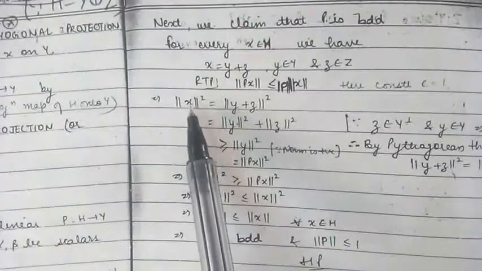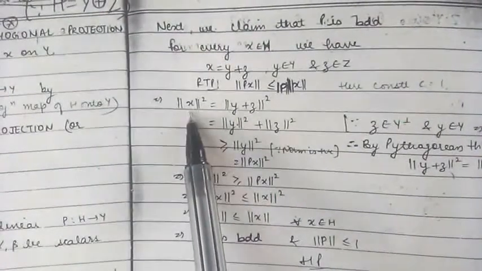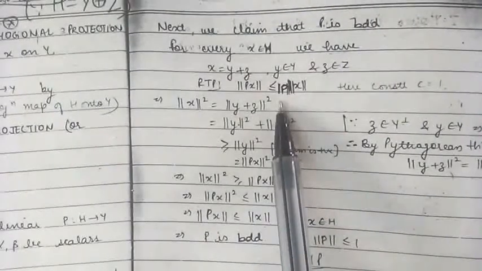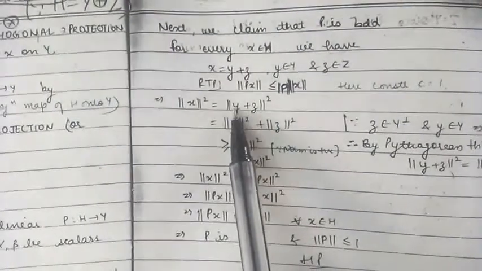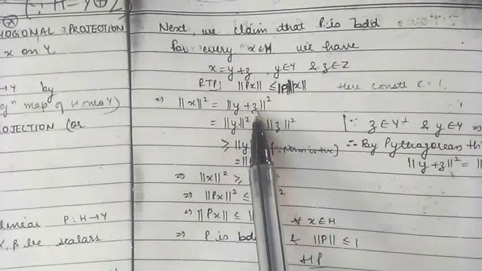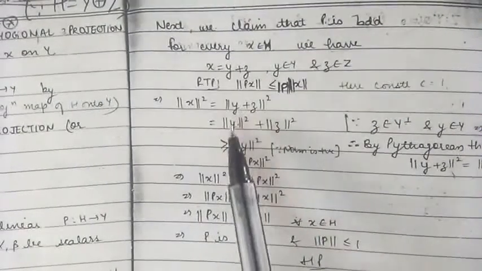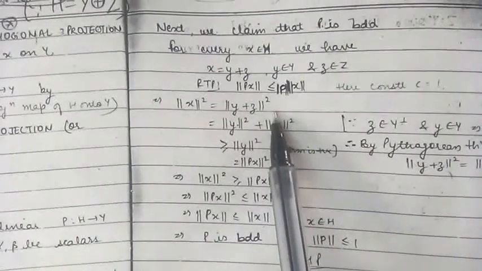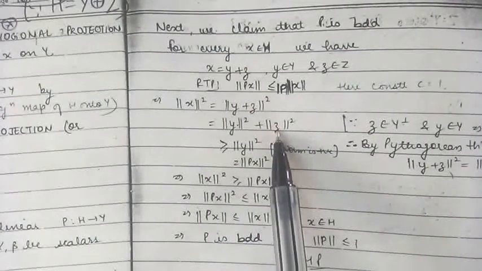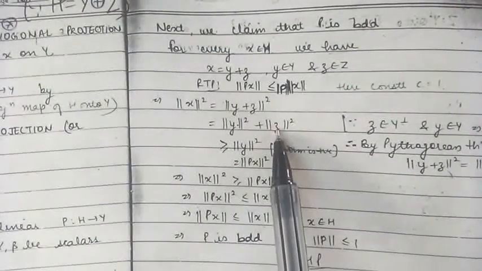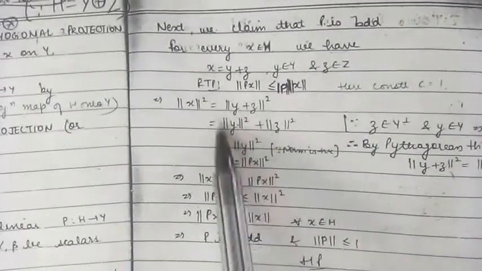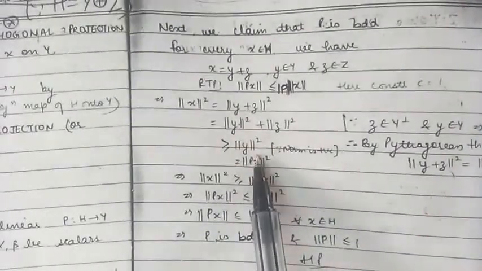Now let us consider the norm square of x. So ‖x‖² is equal to ‖y + z‖². Now because y belongs to the subspace Y and z belongs to Y complement, we can use the Pythagorean theorem. So by the Pythagorean theorem, ‖y + z‖² is equal to ‖y‖² + ‖z‖². Because the norm is always non-negative, this quantity is greater than or equal to 0. So this will be greater than or equal to ‖y‖².